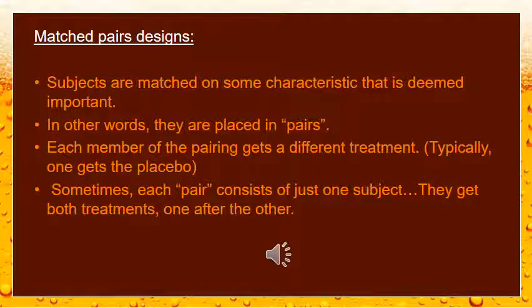For example, for my same question, does drinking beer affect driving abilities? I will take many subjects, but I will take one by one. The first day, I give a subject 3 beers, and I ask the subject to drive around cones in a parking lot. 2 days after, I ask the same subject to do the same activity without drinking beer. So in this case, I will have very accurate results.